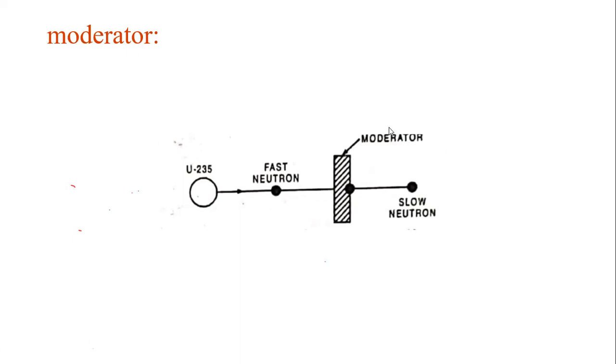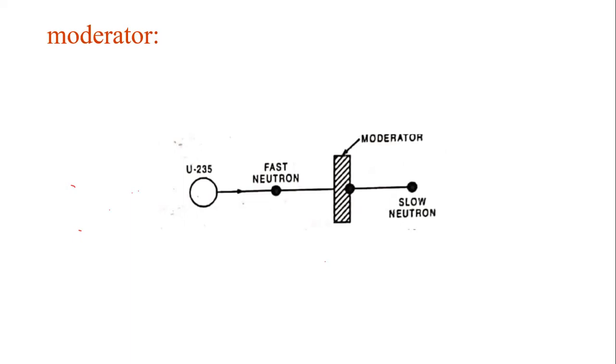In the collision, the fast neutron collides with the nucleus of the moderator materials, loses its energy, and then gets slowed down. Why? Because we are converting fast neutrons into slow neutrons.